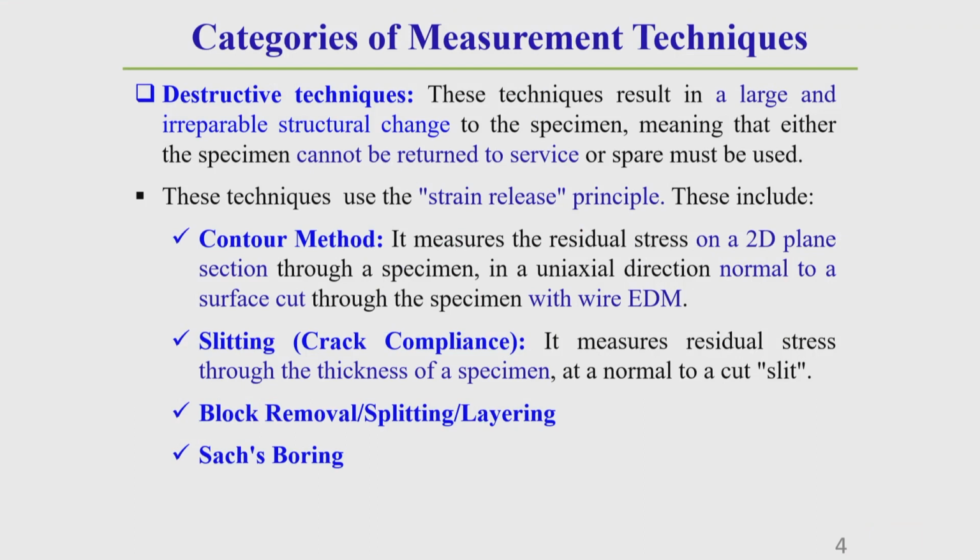So, the destructive techniques are those techniques which result in a large and irreparable structural change. This you should keep in mind. Once we measure the residual stress by a destructive technique, generally large and irreparable structural changes occur, meaning that the specimen cannot be returned to service. Here we destroy the structural integrity. There are different types of destructive techniques which are popularly used to measure residual stress.